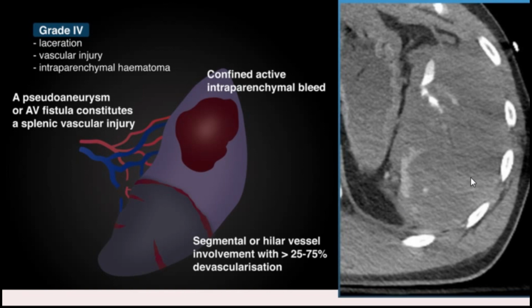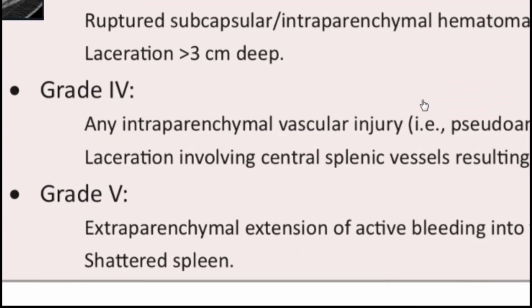So in this image, I think we can say this is an altered enhancement, right? So complete devascularization here, right? Yes, the whole spleen is devascularized, and there's some intraparenchymal contained bleeding. This hyperdense part indicates that there's vascular injury. Now remember, this is still confined to the spleen, and not hemoperitoneum.